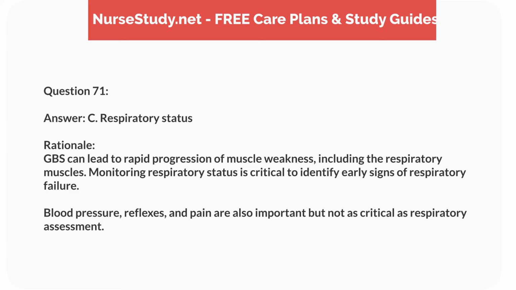Answer: C. Respiratory status. Rationale: GBS can lead to rapid progression of muscle weakness, including the respiratory muscles. Monitoring respiratory status is critical to identify early signs of respiratory failure. Blood pressure, reflexes, and pain are also important but not as critical as respiratory assessment.